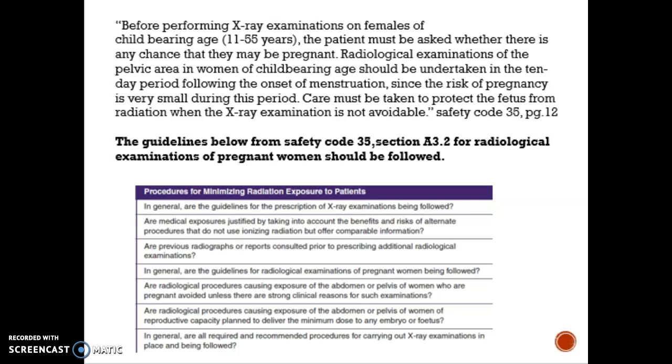Radiological examinations of the pelvic area in the woman of childbearing age should be undertaken in the 10-day period following the onset of menstruation, since the risk of pregnancy is very small during this time period. Care must be taken to protect the fetus from radiation when the X-ray examination is not avoidable. The guidelines that you see in this PowerPoint slide are from the Safety Code 35, Section A 3.2, and it is recommended that we follow these guidelines for pregnant women.